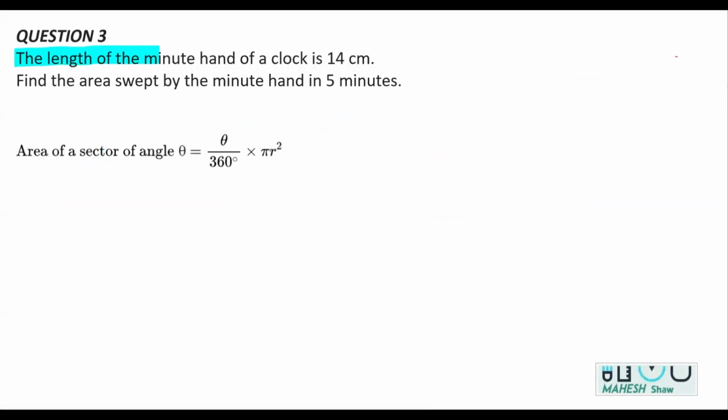In the next question, it says the minute hand of a clock is 14 centimeter. We have to find the area swept by the minute hand in 5 minutes. So let's say I make a clock here, and I choose this as the center and take a minute hand.